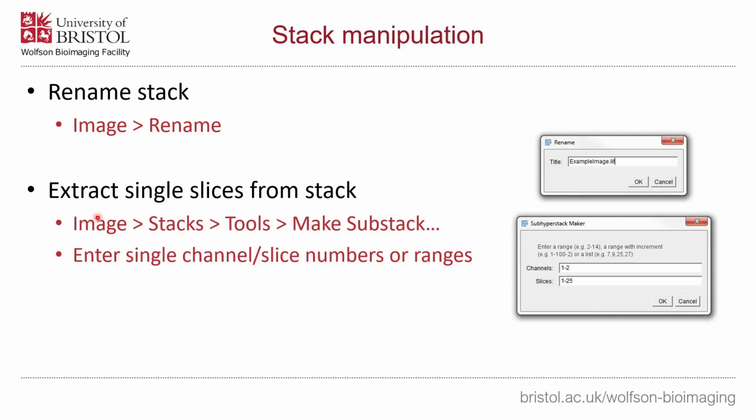You can do this with Image, Stacks, Tools, Make Substack, and you'll end up with a dialog which looks a bit like this. The number of input fields there will vary depending on the number of dimensions of your image. For us, we've got a 4-dimensional image, with 2 channels and 25 slices, so it looks like this. And you could pull out, say, the first channel and only slices between 10 and 20.